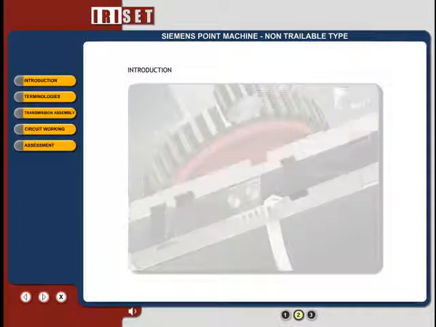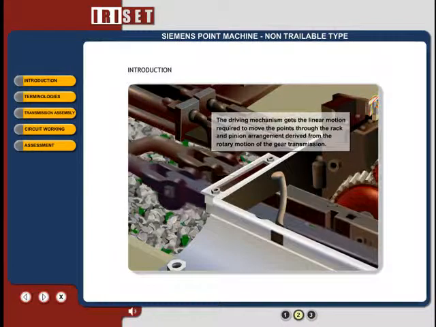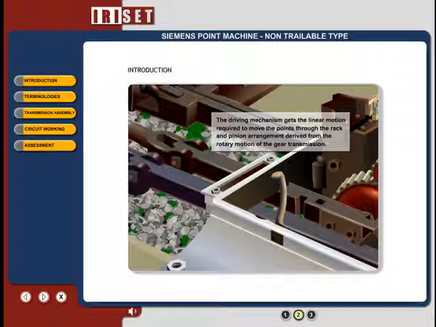The pinion is engaged with a gear rack for moving the points. The gear rack is connected with the points by means of a driving rod. We need 115 mm for BG and 100 mm for MG. The gear rack also has two lock notches for locking the throw rod at the end of the point operation.